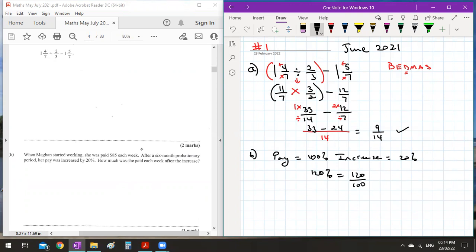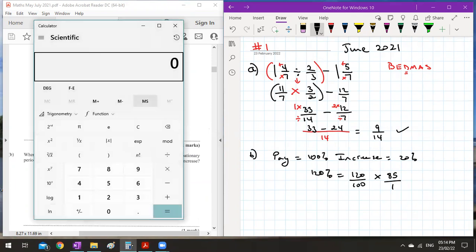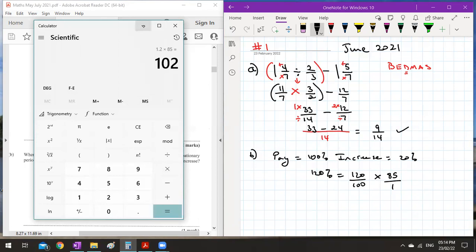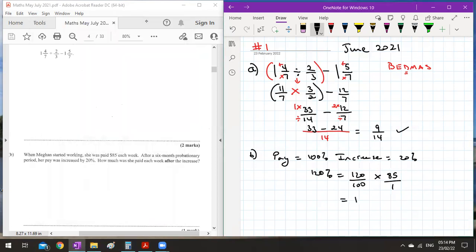120/100. Now, you can take this and multiply by the weekly pay, which is $85/1, and use a calculator, because you could do that in paper 2. Right? So 120 divided by 100, multiply by $85. So $102.